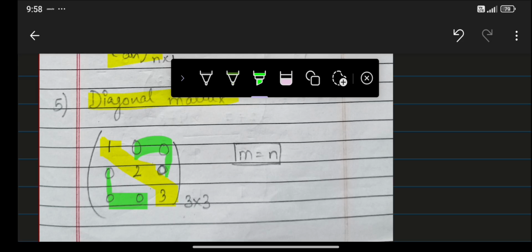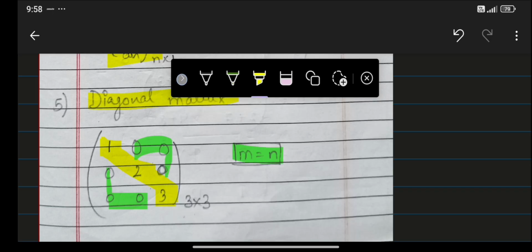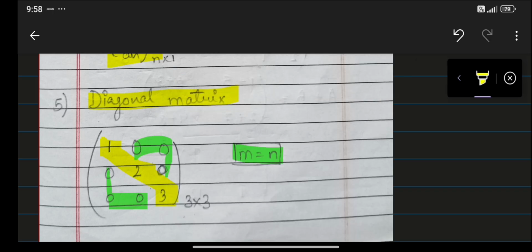So such a matrix is called a diagonal matrix, and one thing that we have to note is that a diagonal matrix has to be a square matrix. So the condition m equals n must be satisfied, that is, the number of rows must be equal to the number of columns, right? So a diagonal matrix is a square matrix in which we have non-zero elements in the principal leading diagonal, and all other elements apart from the principal leading diagonal are 0, right?